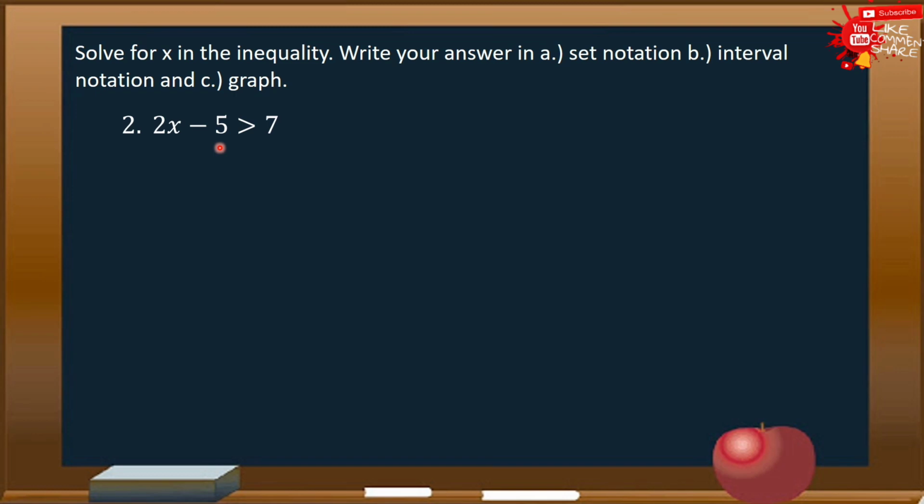Since eto lang naman yung isasama natin dito sa right, so, magiging 2x is greater than 7, kopya lang, then negative 5 will become plus 5 or positive 5, opposite, because of the property, addition property of inequality. So, we will use the opposite sign. Then, combine similar terms. So, we will have 2x is greater than 7 plus 5. So, we have 12.